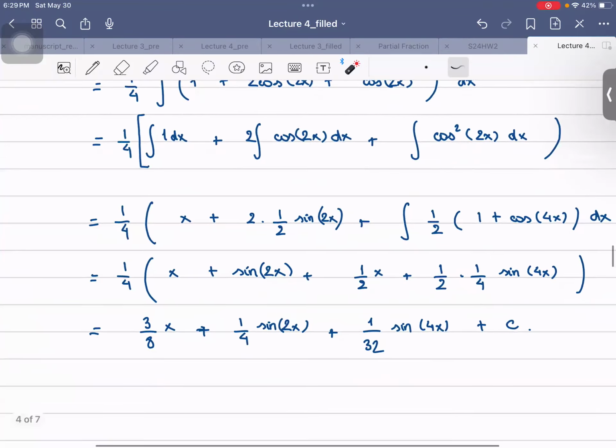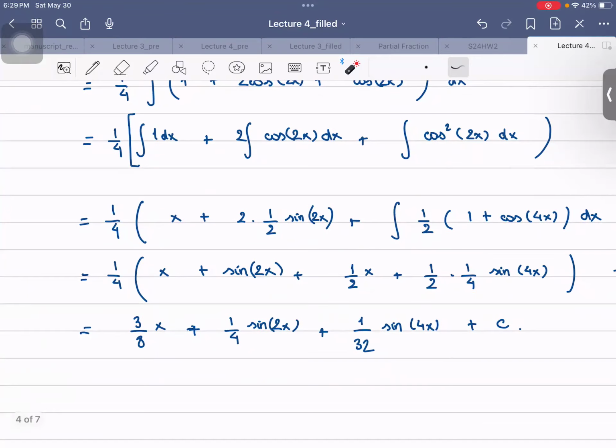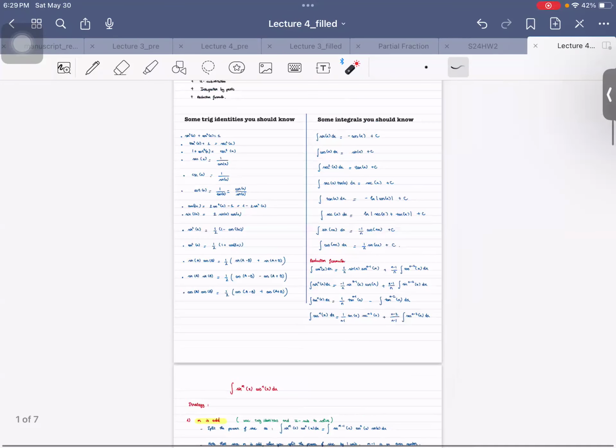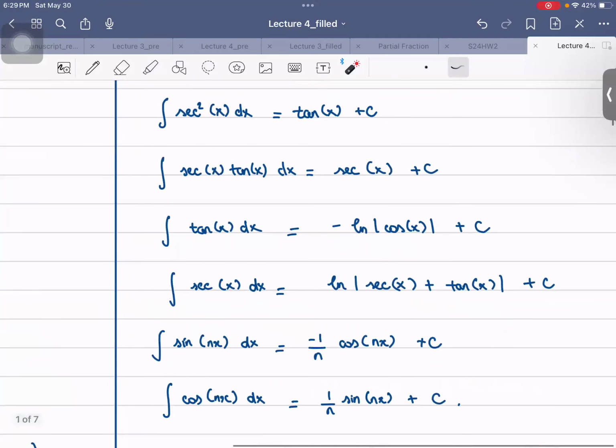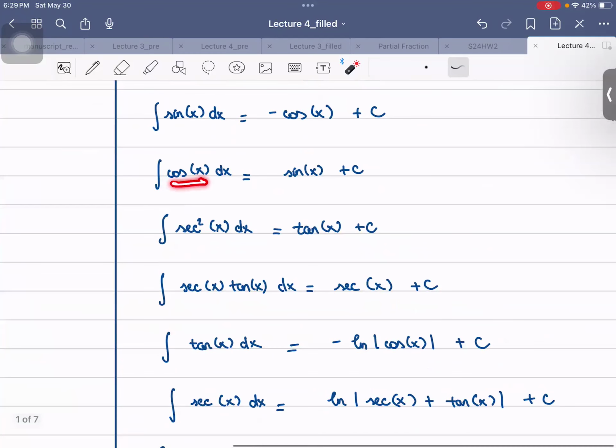Okay, so now we have pretty much set up everything. The integral of 1 is x. The integral of cosine of 2x will be sine of 2x. I mean, the integral of cosine is sine. Over here, I forgot to mention one thing. I also give you these two things: the integral of cosine is sine, the integral of sine is negative cosine.